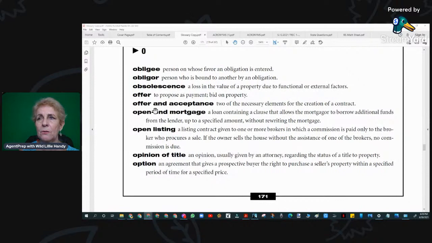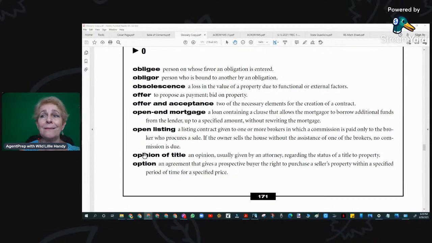Open listing. So before we had net listing, right? So net listing, it's legal in Texas. However, we don't use them. So a net listing would be in writing, okay? And it's accepted by the buyer, by the seller and the broker. However, it's not advisable, and most brokers don't allow it.